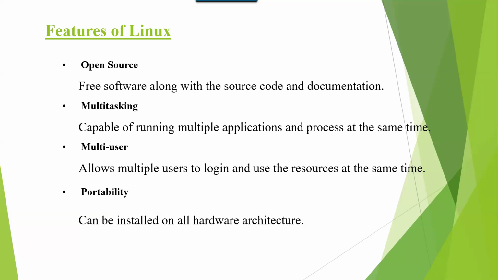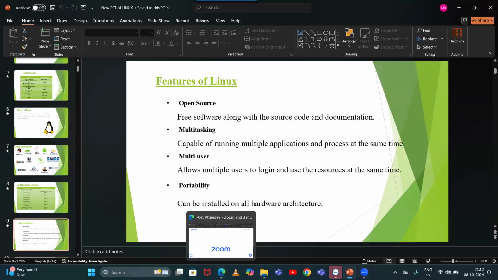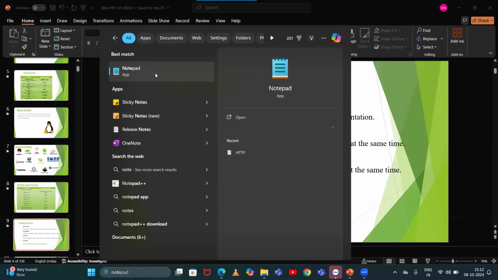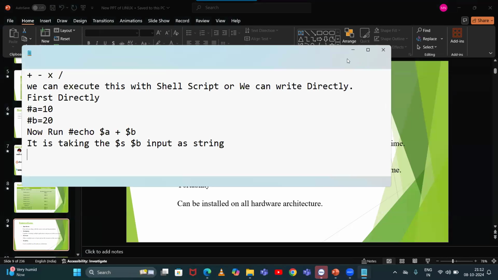And next one is multi-user. Here multiple users can log in. I'm repeating the first two points. The first point is open source, which means source code we get along with the operating system. The operating system is free to everyone. Anyone can download and install the Linux operating system, and you can modify the source code if you want. And multiple tasks it can perform. We can run multiple applications at a time. And next one is multi-user.